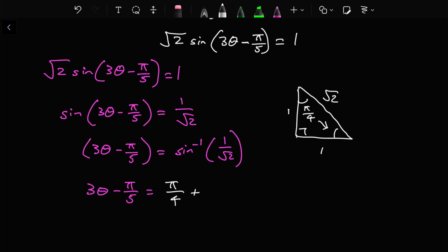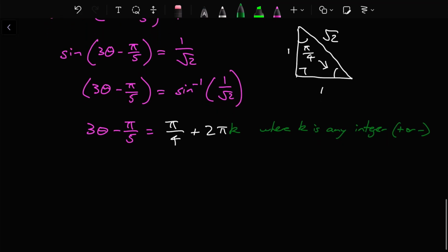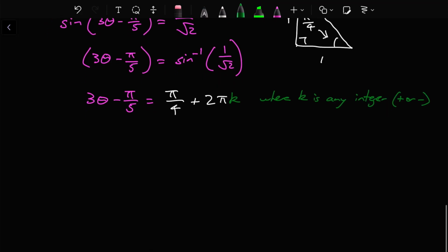How do we represent those rotations? Well, it's just 2 pi multiplied by k, where k is any integer, positive or negative. Okay, so k could be 1, k could be 3, k could be negative 7, and so on. It will always give us a sine value of 1 over root 2. And now we just simplify to get theta.